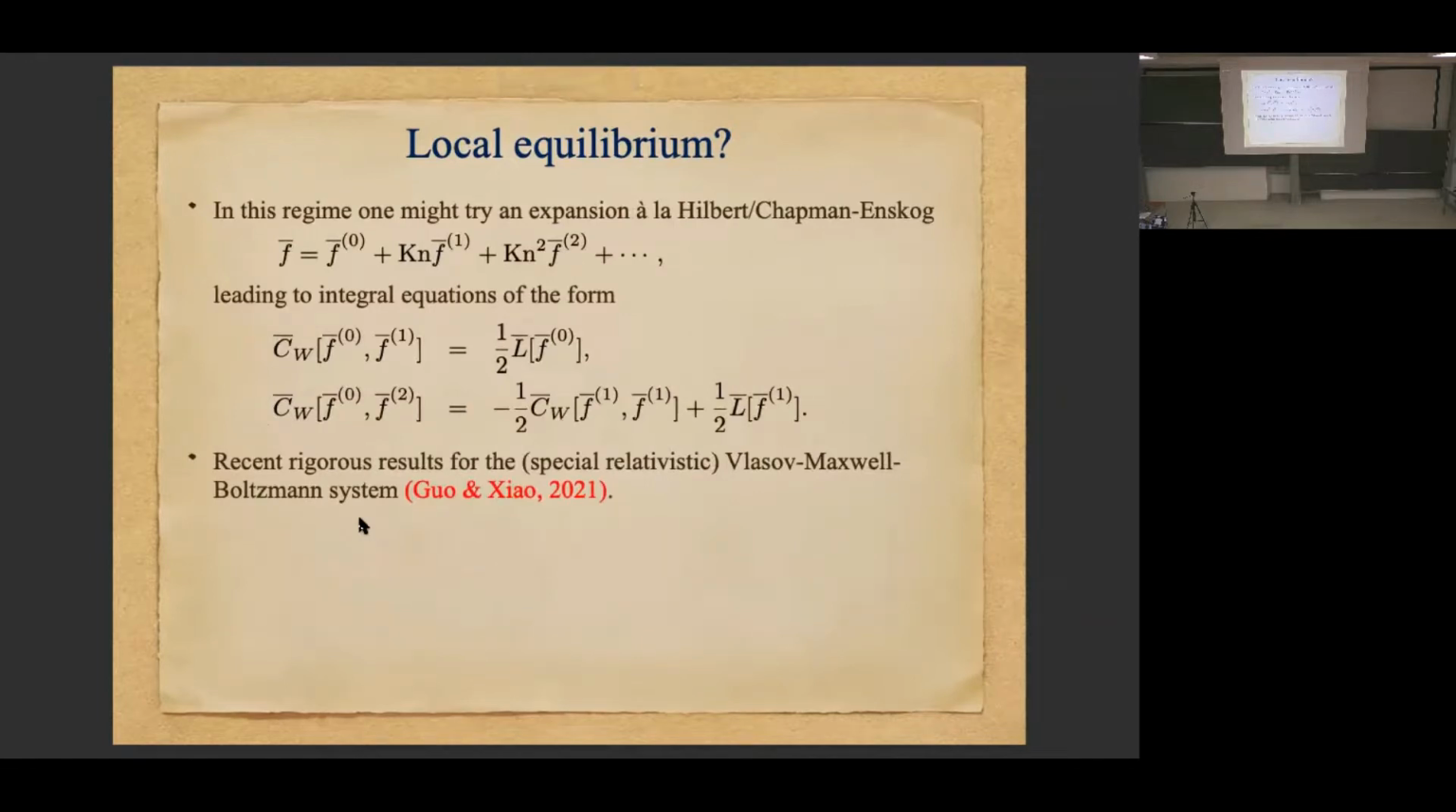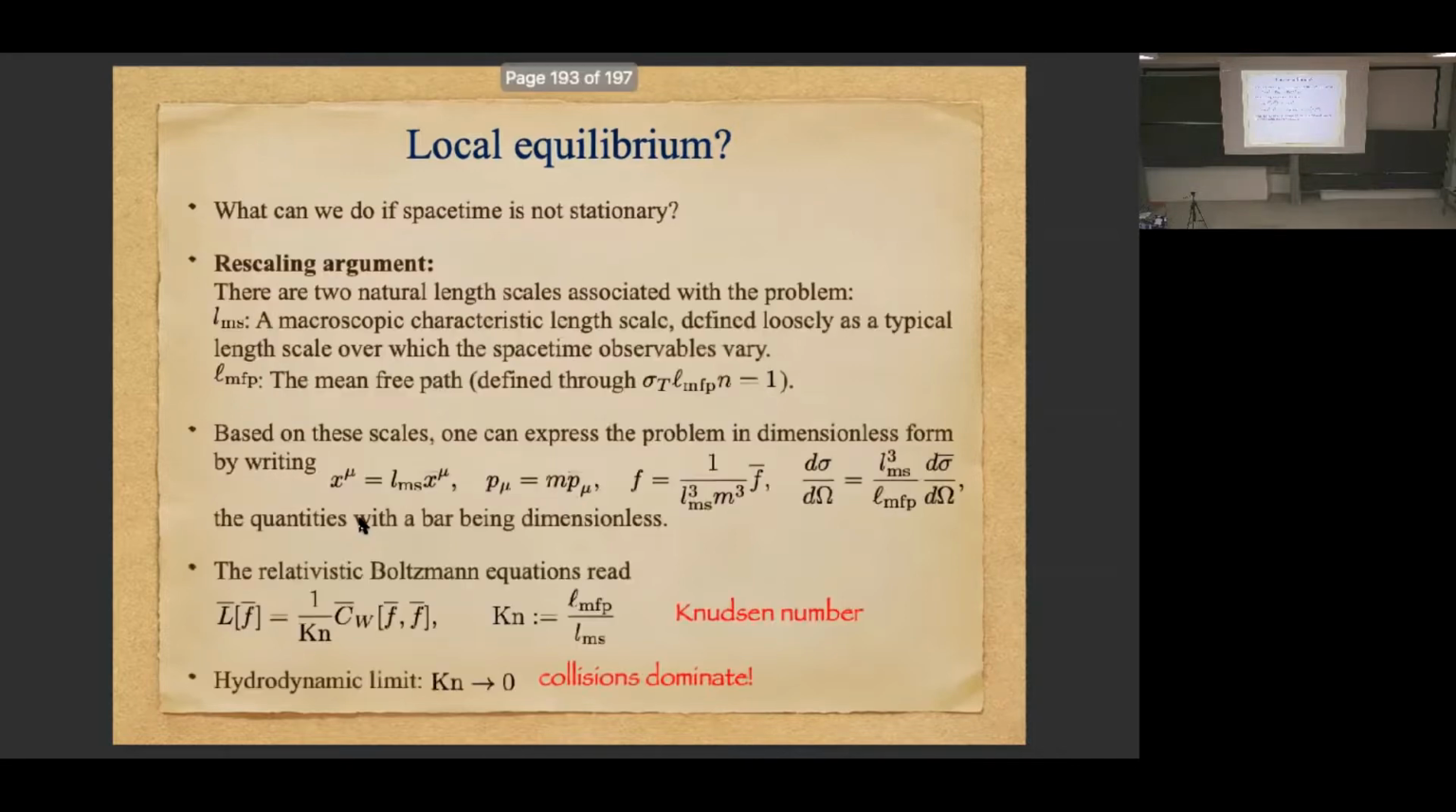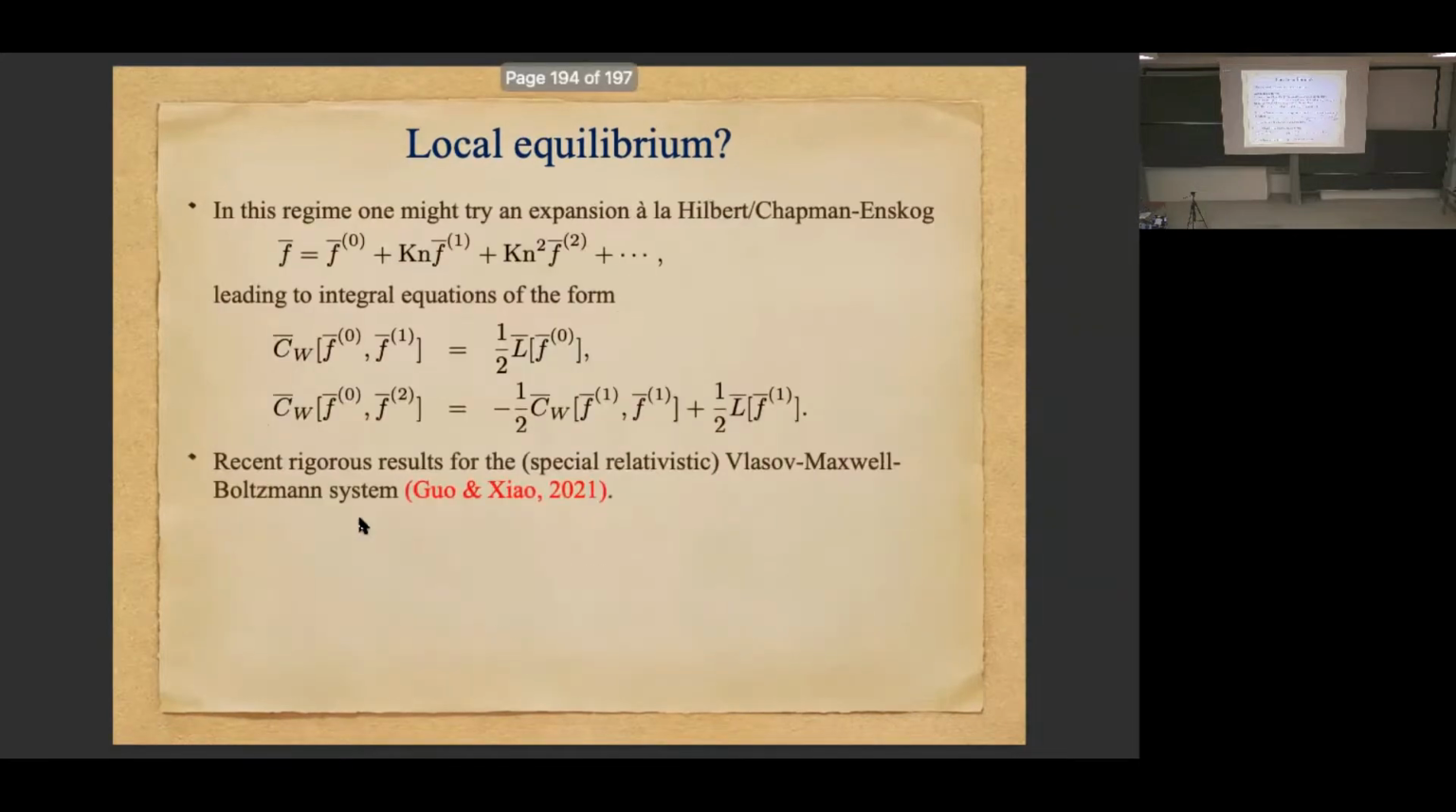Or what you can think of, you can think of doing an expansion, and that's what is being done in this Hilbert or Chapman-Enskog method. So you expand F as F0 plus the Knudsen number times F1 plus Knudsen number squared times F2, and you plug this into the Boltzmann equation. To zeroth order, I haven't written it down, but it is clear you just get that the collision term should be 0. But if you remember, this implies that F0 should be a Jüttner distribution function.